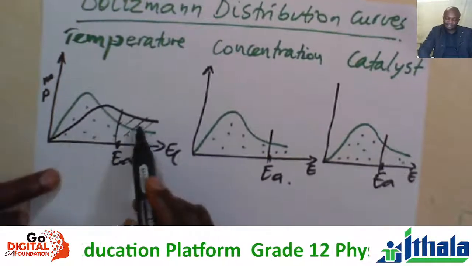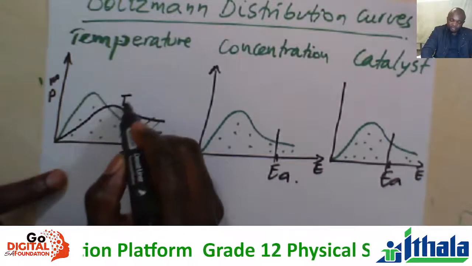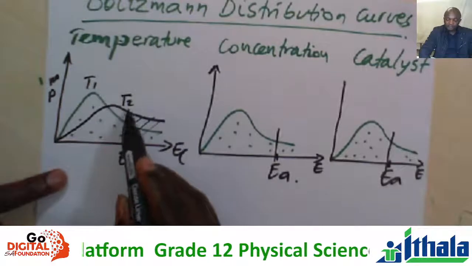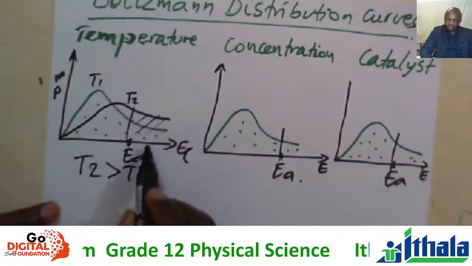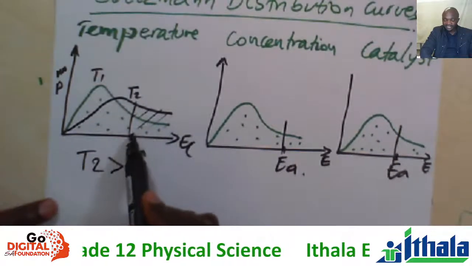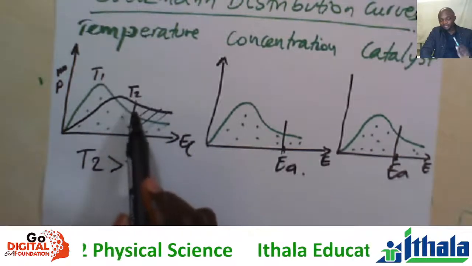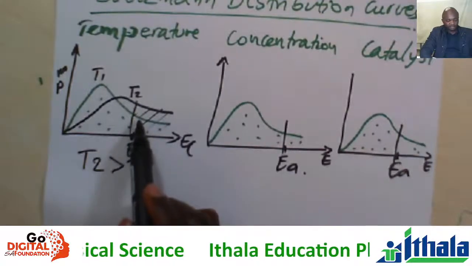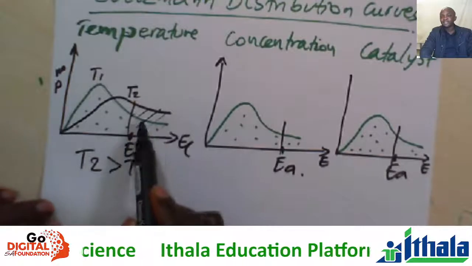Since there are now more particles shifted to this side, it means the temperature is higher. Say we have temperature 1 and temperature 2. Temperature 2 is higher than temperature 1 because we see that more particles have energy greater than the activation energy in this one. Why is this so? Because we remember that temperature will increase the rate of reaction. For the rate of reaction to increase, we must have more effective collisions per unit time.